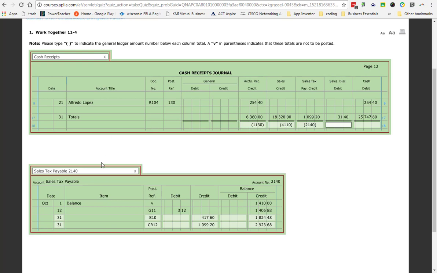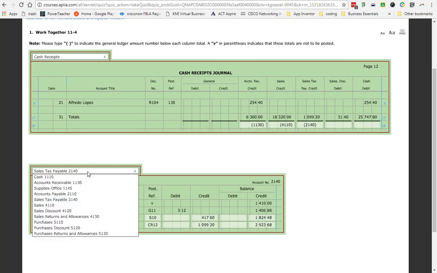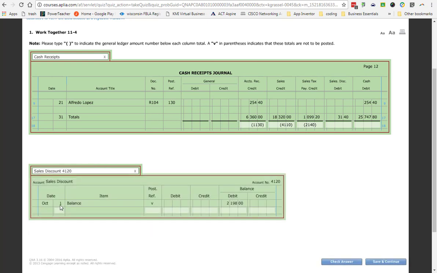Next one I have in my cash receipts journal is going to be my sales discount. Sales discount is a contra account to the account sales. It has a debit normal balance. Sales normally has a credit, so I'm going to put the date of the 31st, not the 33rd. CR12. And then we're going to go ahead and debit that $31.40. What does that tell me? In the month of October, we had customers that paid within the discount period and were able to get $31.40 off. So I'm just going to add those two numbers together.